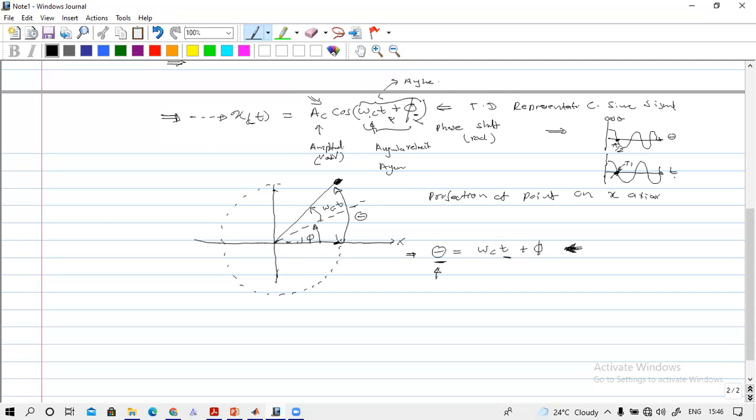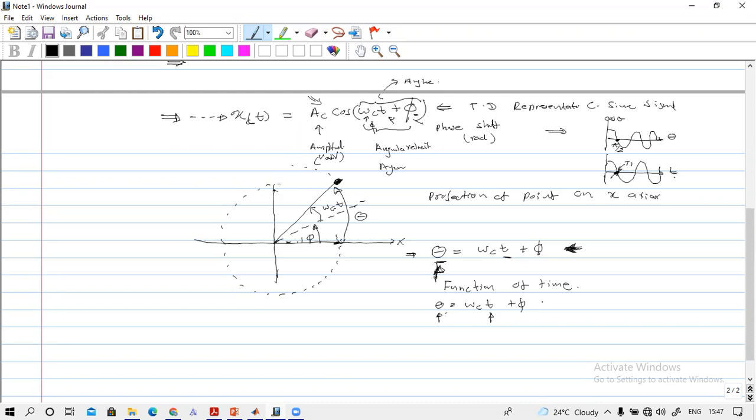If this ωc is constant and this point is moving along this circle, then with respect to time this theta is changing. So definitely this theta is a function of time. Is it correct? Because this theta is changing. You can see it here: theta is equal to ωct plus φ. So you can see that this theta is a function of t.